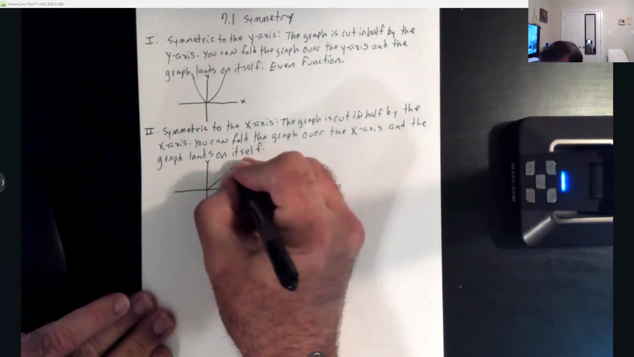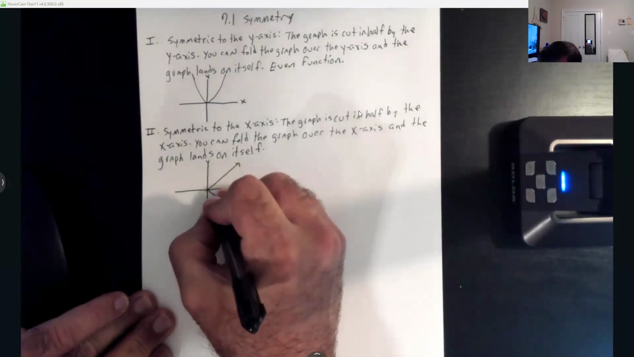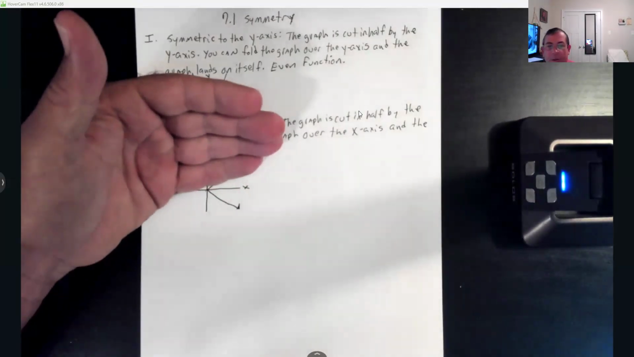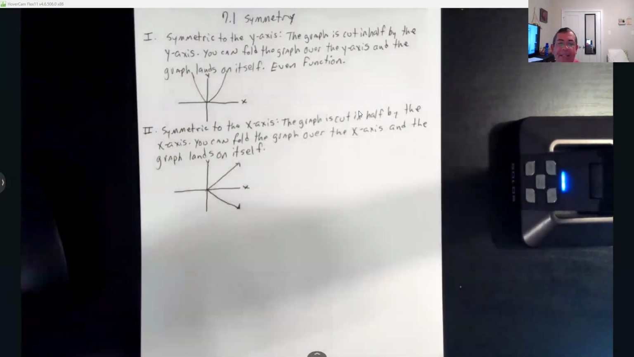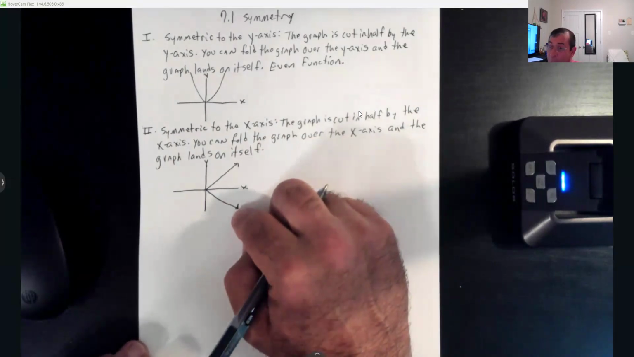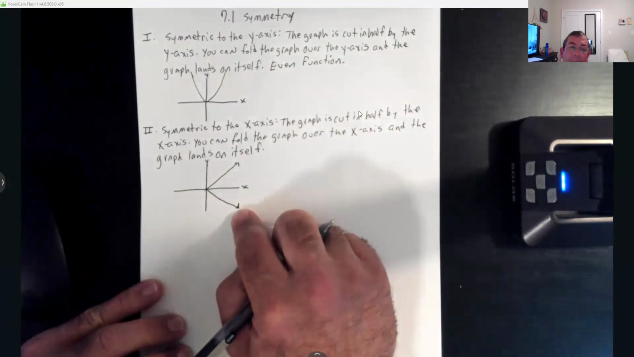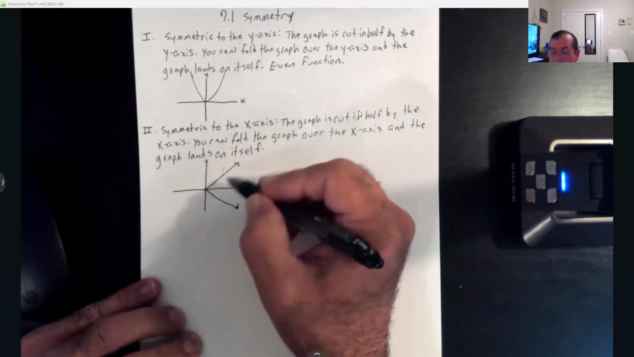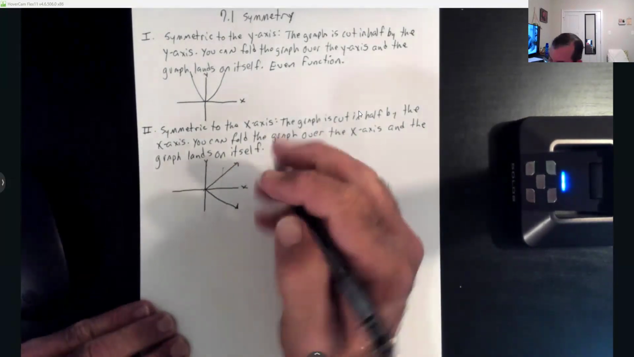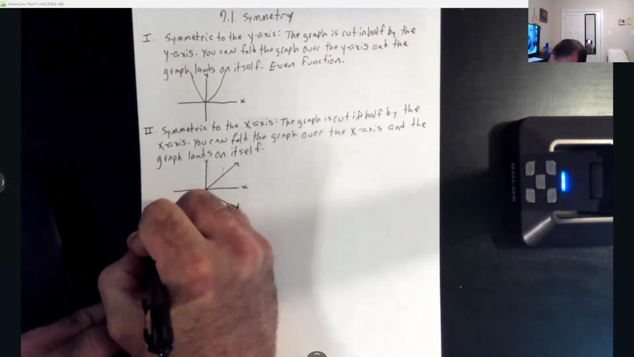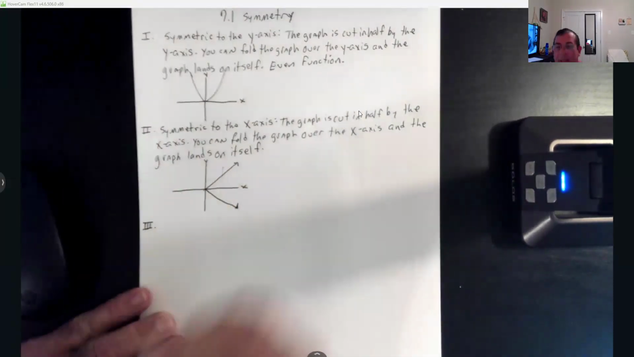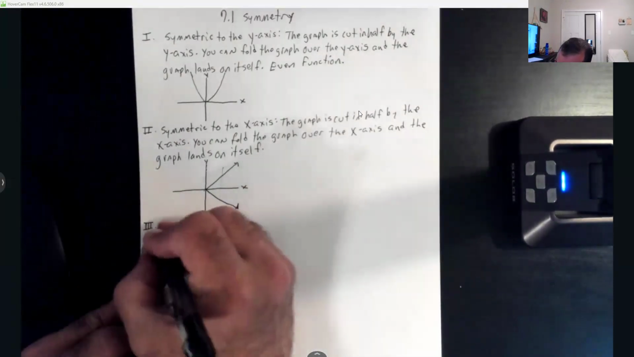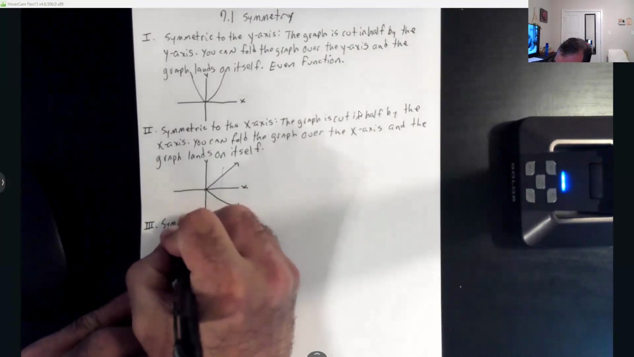We often have a graph shooting out like this. So if I took my graph and folded it along the x-axis, the top part lands on the bottom part here, okay? And then, like I said, this ain't a function, y'all, because remember, it fails those vertical line tests. Now, this third one is actually a function. And this one is called symmetric to the origin.